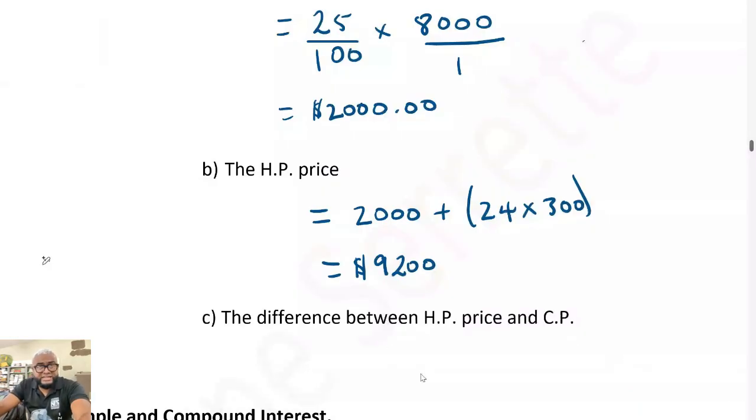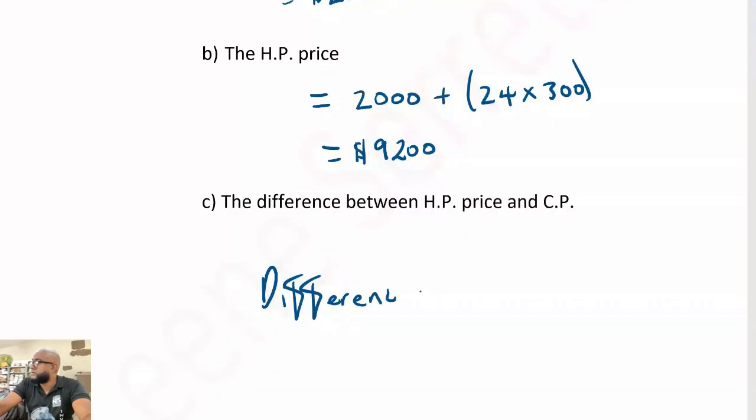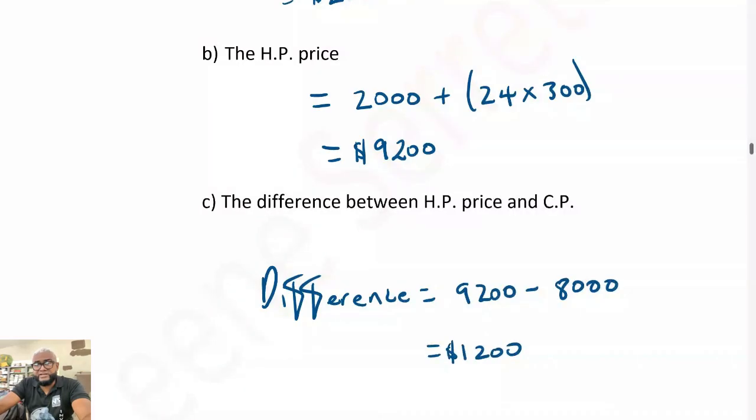They are now asking us for the difference between the hire purchase price and the cash price. What does difference mean to do? Difference means to subtract. Difference will be equal to 9,200 take away 8,000, which will be 1,200. This is the difference here, right? So that is it for hire purchase.